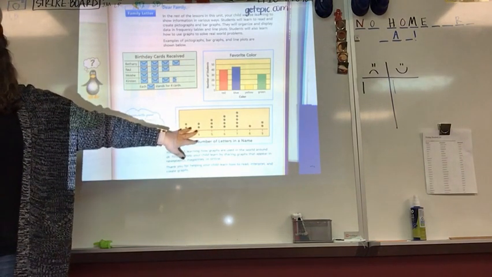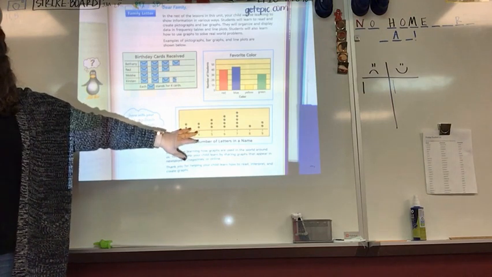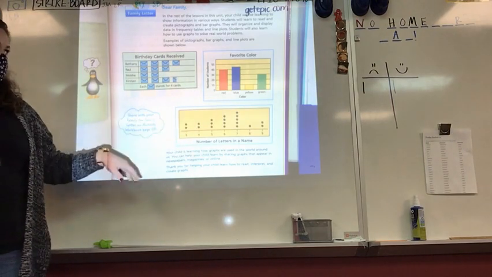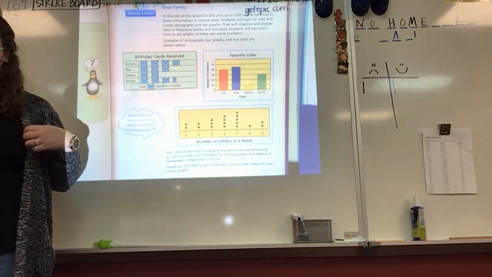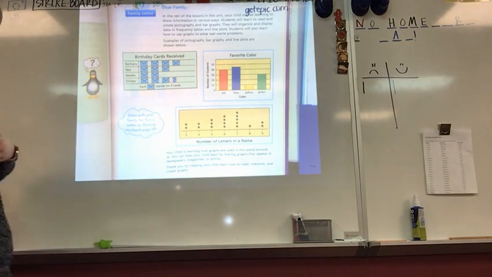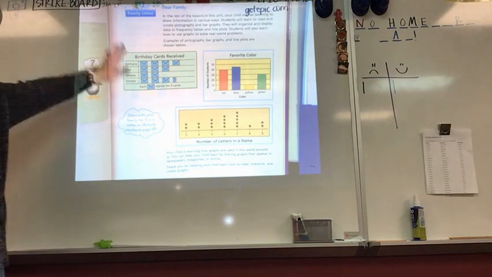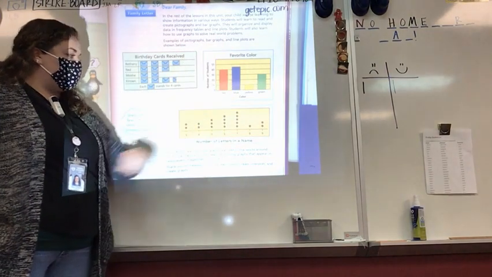Frequency tables are just like line plots, but instead of using the dots, it's a chart where you record it like this with tallies. Do you remember seeing those in the past maybe? So examples of pictographs, bar graphs, and line plots are shown below.